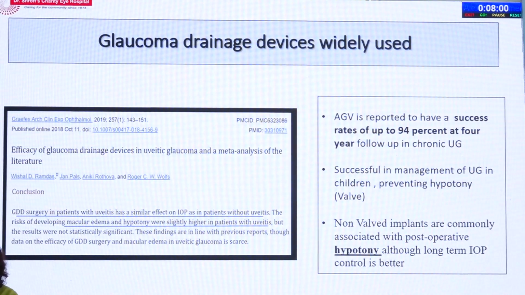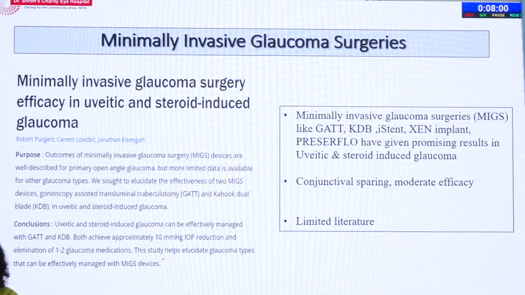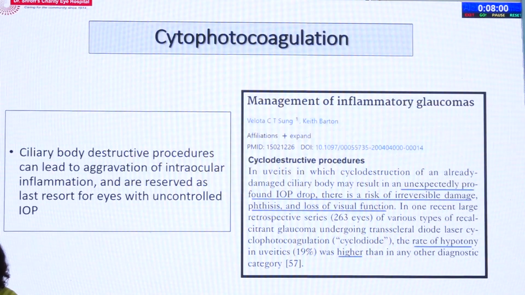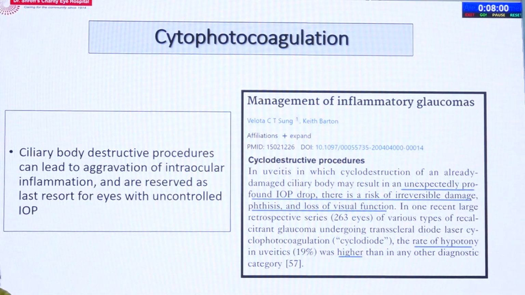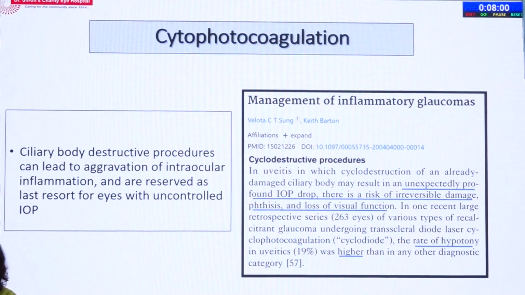Valve implants can prevent hypotony because of the presence of the valve, whereas non-valve implants are commonly associated with hypotony. For minimally invasive glaucoma surgery we have limited literature, but we have started doing it now in uveitic and steroid-induced glaucoma. Cyclophotocoagulation is the last resort, because it can lead to aggravation of inflammation as well as hypotony in an already compromised ciliary body, and a profound IOP drop can occur.